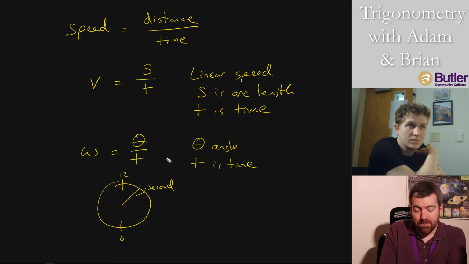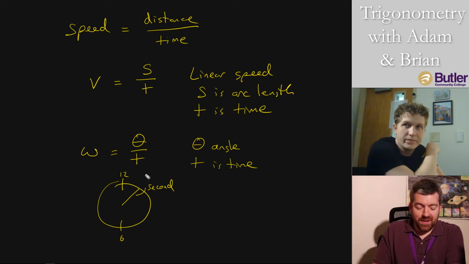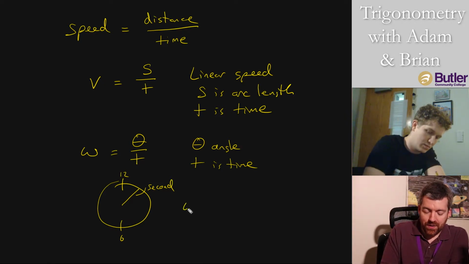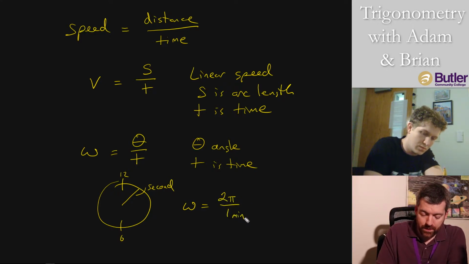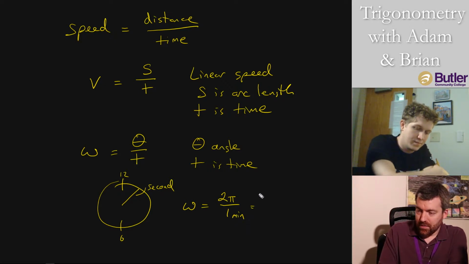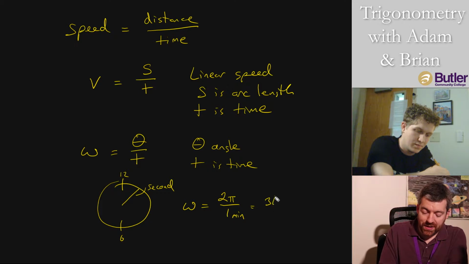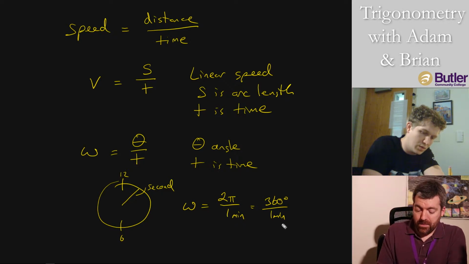If we're talking about minutes, it would go 2 pi per minute, because it goes around a whole circle every minute. So we could say omega is 2 pi over 1 minute for the second hand. If you like degrees, you could say 360 degrees per minute. That would be the angular speed. Cool, I got it.